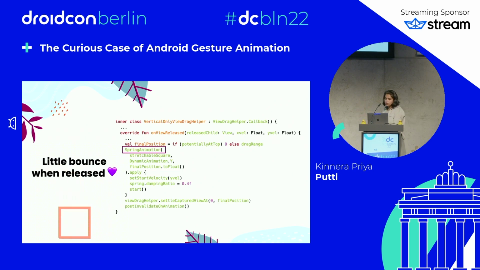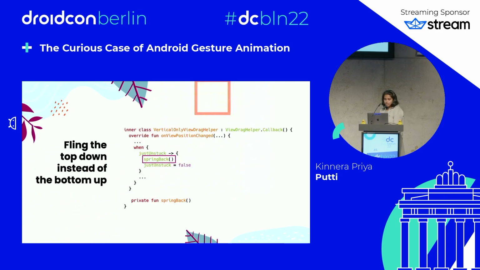How do we do this? We use spring animation. We define y as what we're going to be animating. We're going to set a velocity. We're going to tell it how long it's going to animate. And we're going to tell it a damping ratio so that we have that little spring and bounce when it comes back. All right, so we have a little bounce.